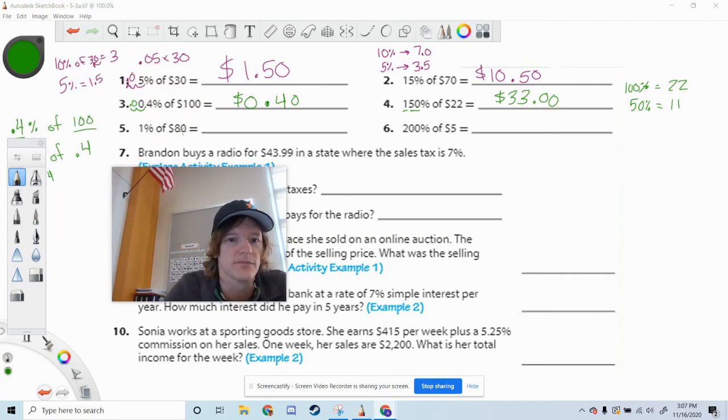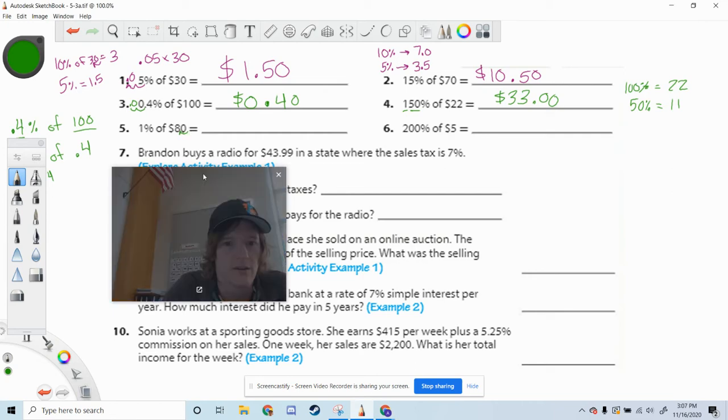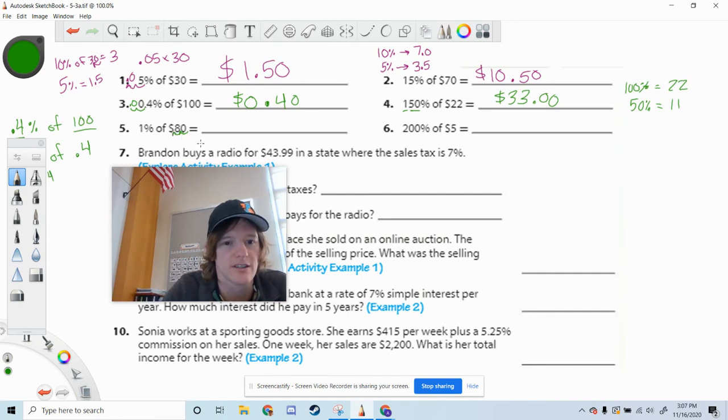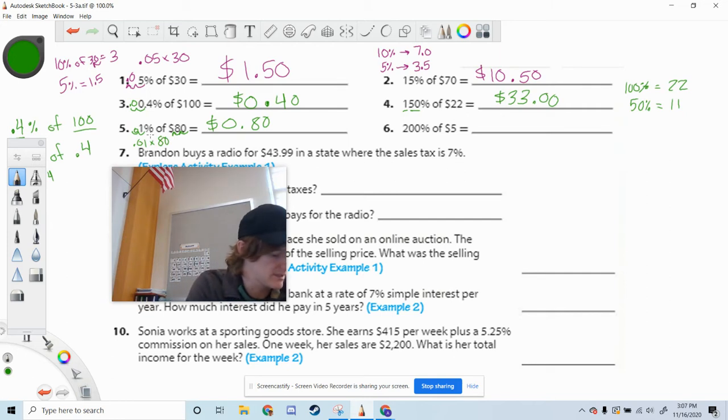Number 5, 1%. Well, I'll tell you 10% would move the decimal just 1 time. 1%, you move your decimal a second time. So it's going to be 0.80. And we can prove it because I move a decimal 2 times here. It'll be 0.01 times 80. 0.01 times 80. We get 0.8.